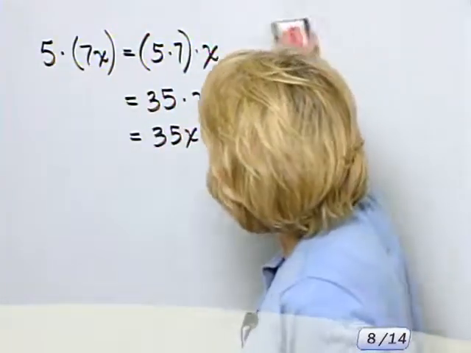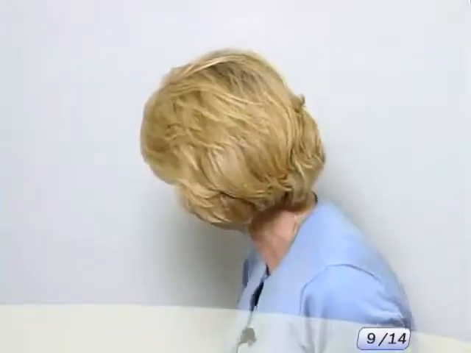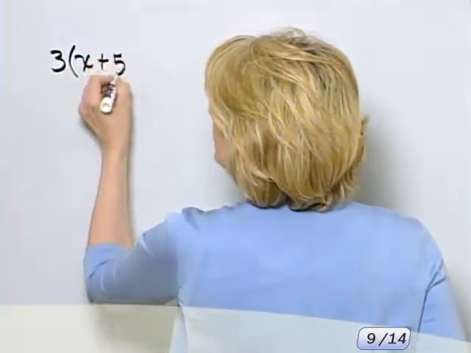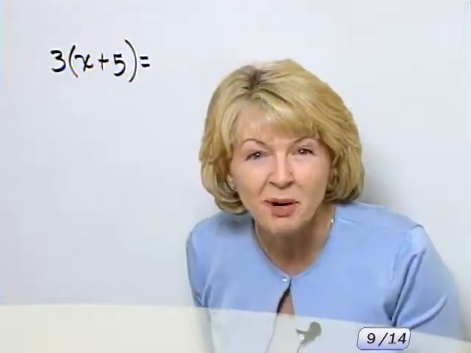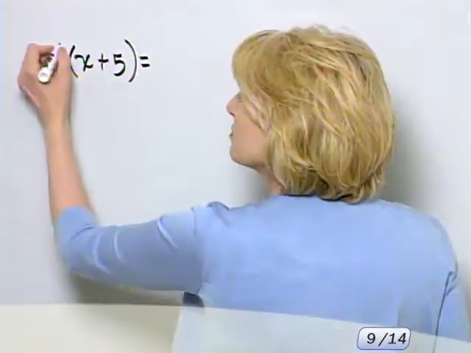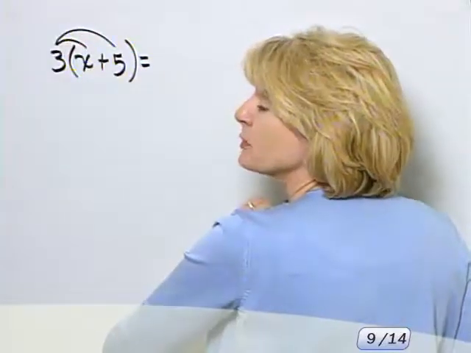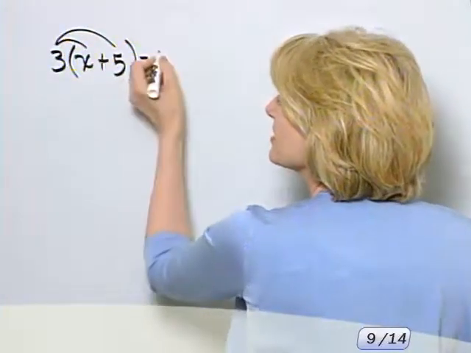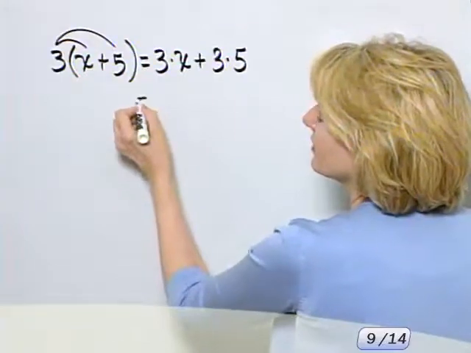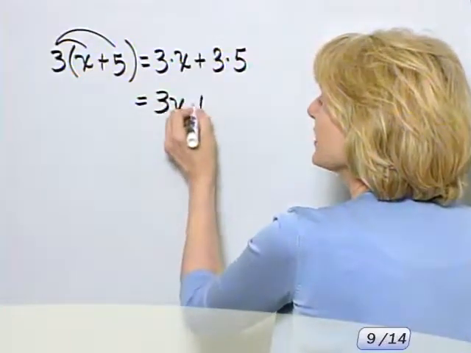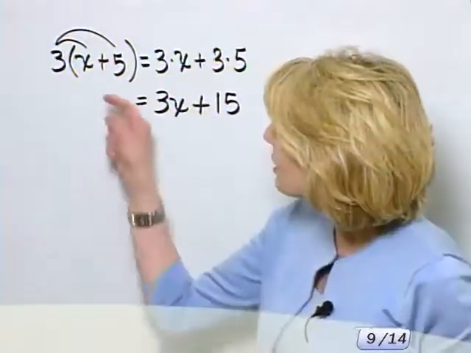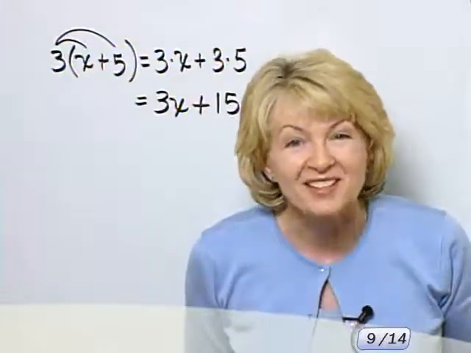Now let's look at the distributive property. Let's suppose I have 3 times (x plus 5). Let's use the distributive property to perform this multiplication. Find the product. By the distributive property, the 3 distributes to each term within the set of parentheses, so that's 3 times x plus 3 times 5. Well, 3 times x is 3x plus 3 times 5 is 15. So by the distributive property, this equals 3x plus 15.